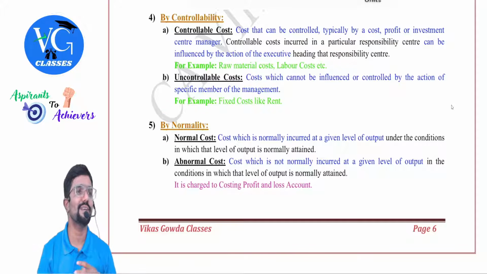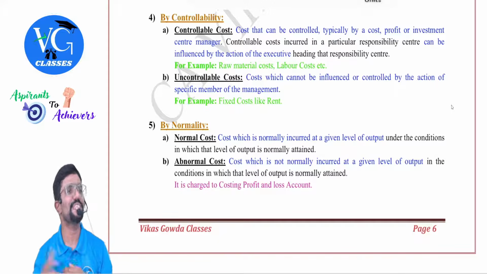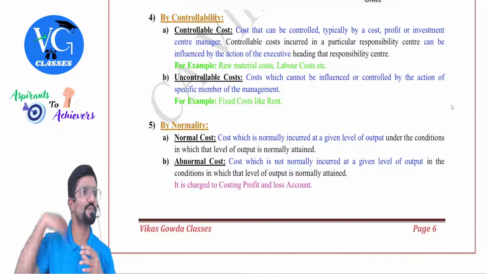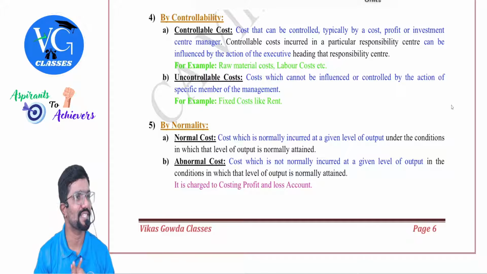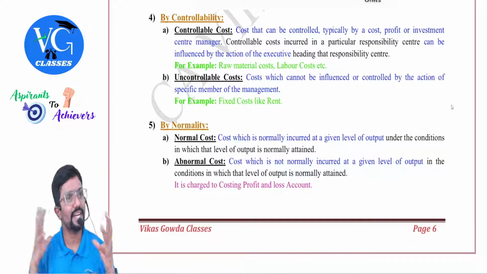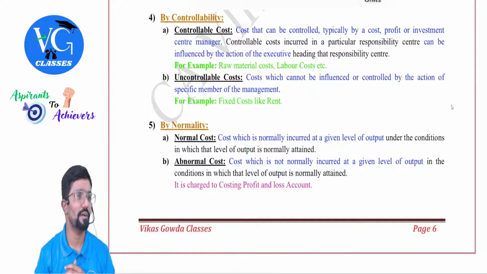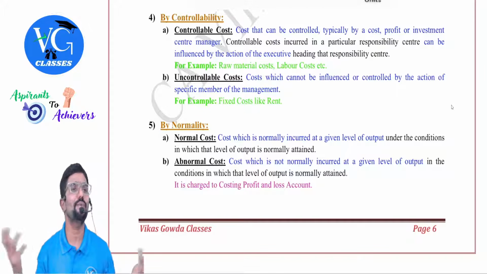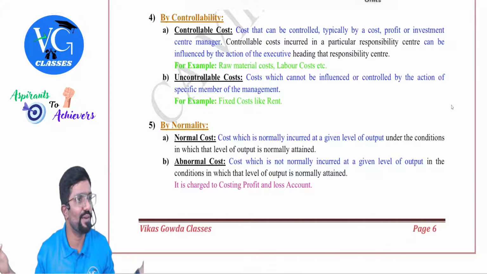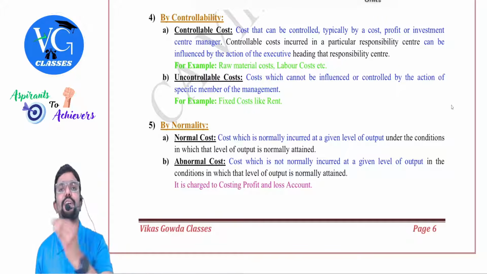Guys, raw material cost, labor cost and all depend on how many units I produce. If I decide to produce more, the raw material cost will be more, and the labor cost will be more. Clear? Yes. So if I can control some costs, they are called controllable costs. If, no matter what, those costs are not in my control, then we call it uncontrollable cost.